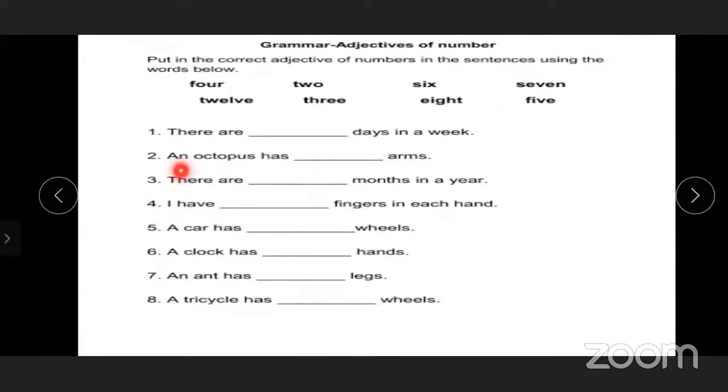Next. An octopus has eight arms. There are 12 months in a year. I have five fingers. A car has four wheels. A clock has three hands. Yes, very good. An ant has what?